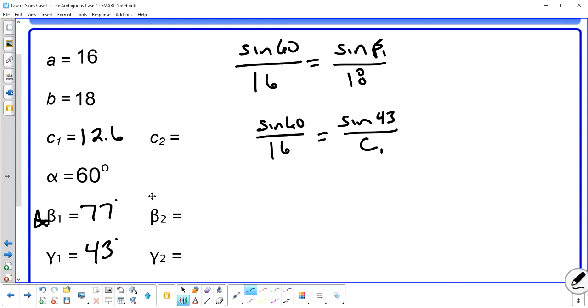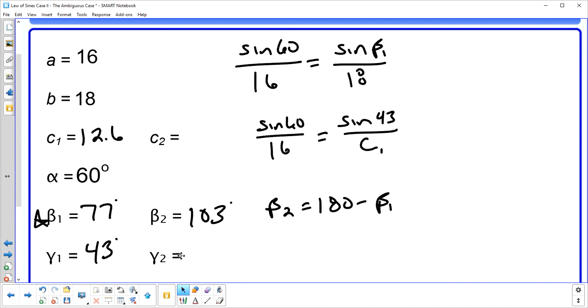So we can find beta 2 by, remember, beta 2 equals 180 minus beta 1. Okay, if we solve that, we're going to get 103 degrees for beta 2. And then to get gamma 2, we need to take 180 minus alpha minus beta 2. And if we get that, you see we have 17 degrees, which makes sense. It's a positive angle, so that tells me right there, I know that there are going to be two triangles here.